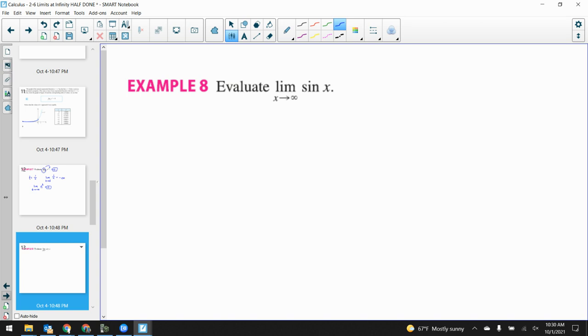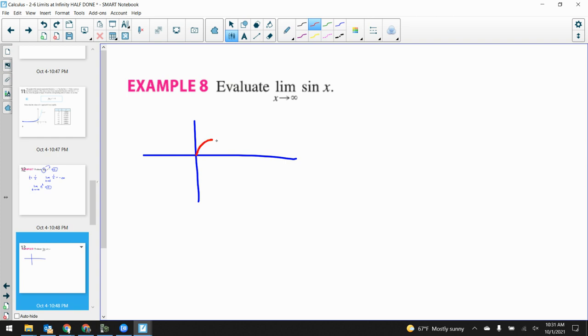The limit as x goes to infinity of sine of x. The limit as I make x bigger and bigger and bigger of sine of x. Okay, what's going to happen? Wouldn't it just repeat over and over again? Right. Like, think about the graph, right?